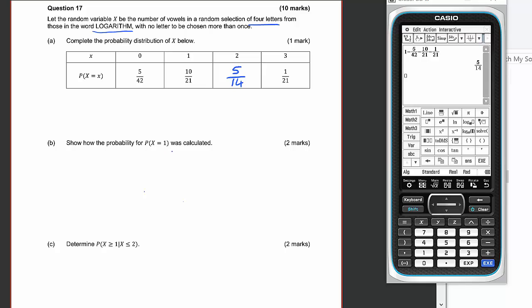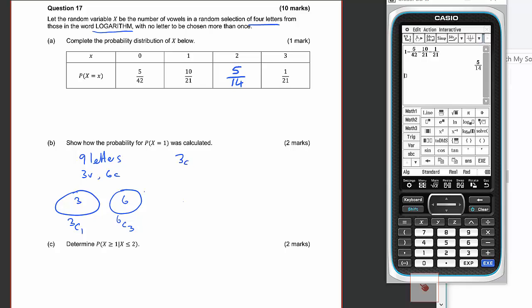Show how the probability for x equals 1 was calculated. Well, if we count the letters here, there's 9 letters. 3 are vowels, and that means we've got 6 consonants. So from the 3 vowels, we must have chosen 1. From the 6 consonants, we had to choose 3.